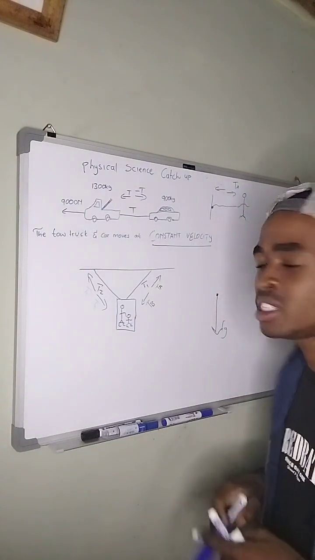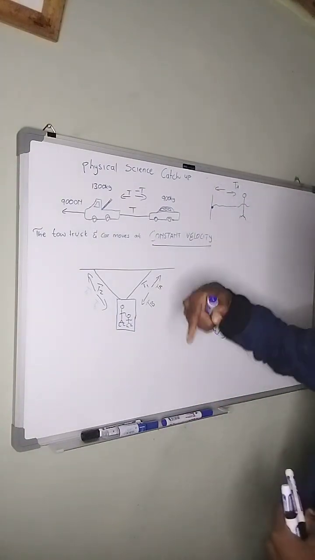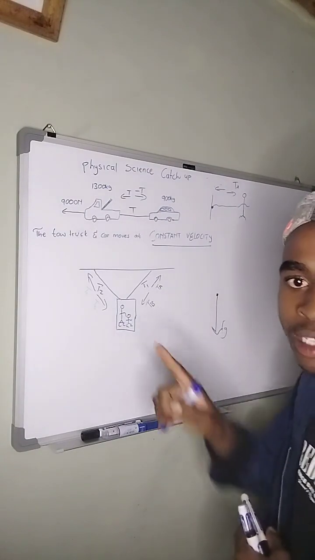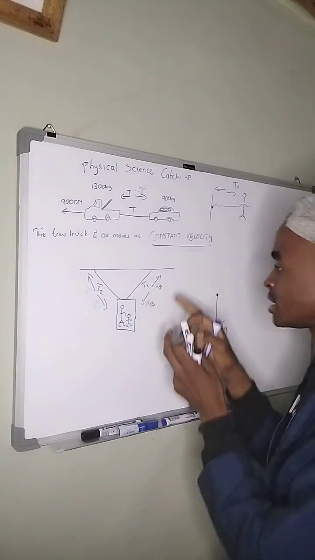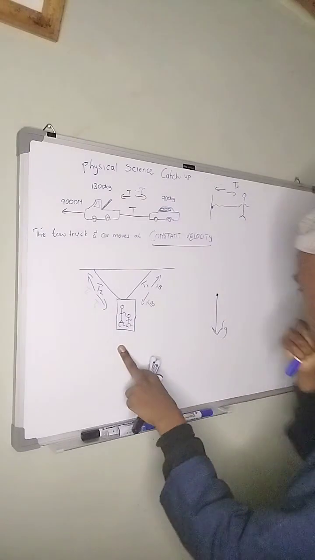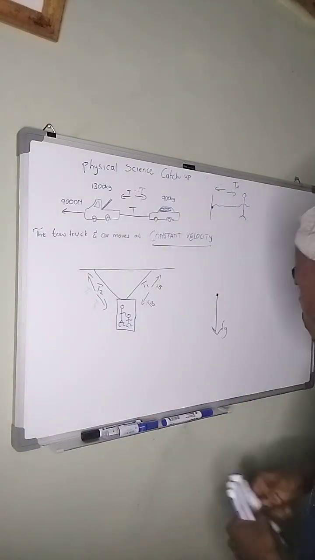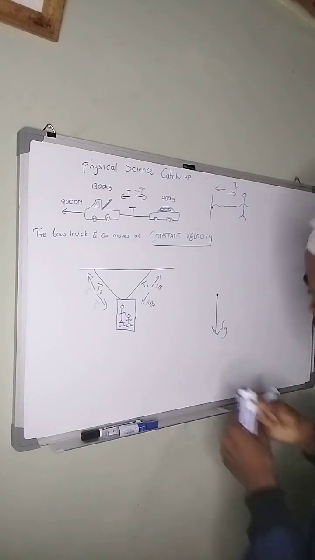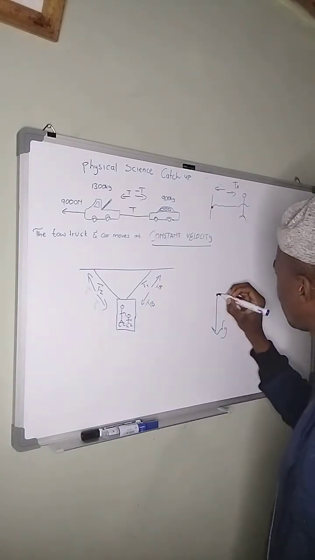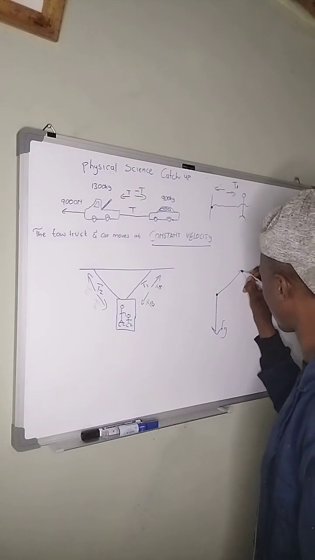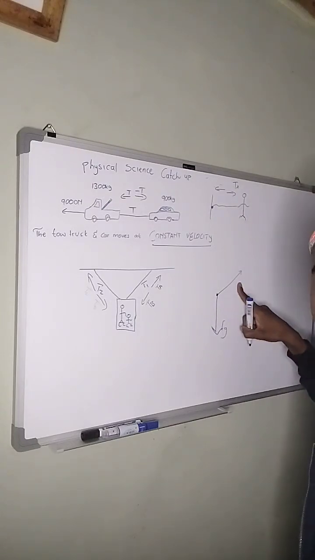It's going to be TA, guys. TB is going down. The TA is going up, against the force of gravity. So now the force that we are going to draw is going to be the T, the tension.